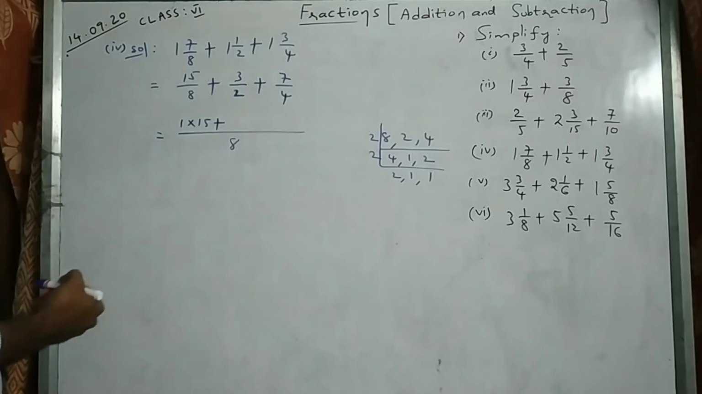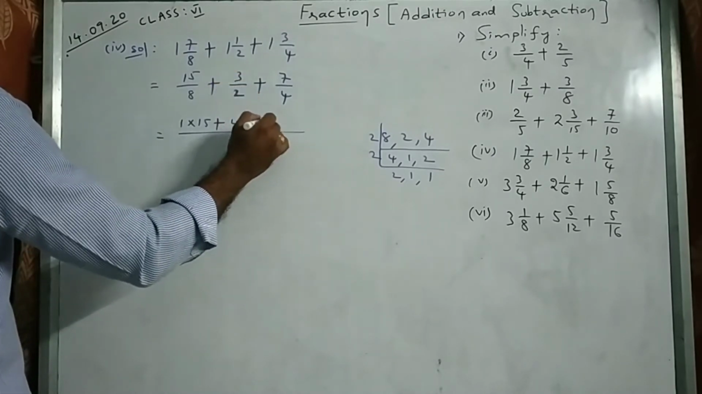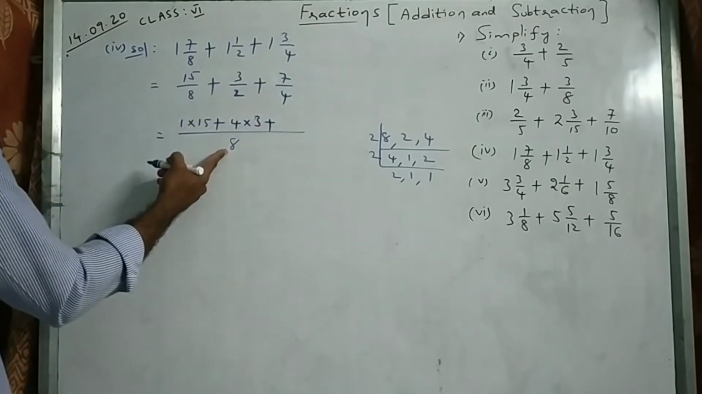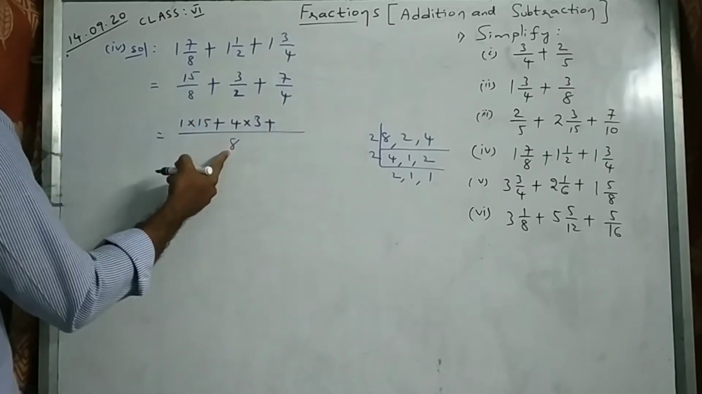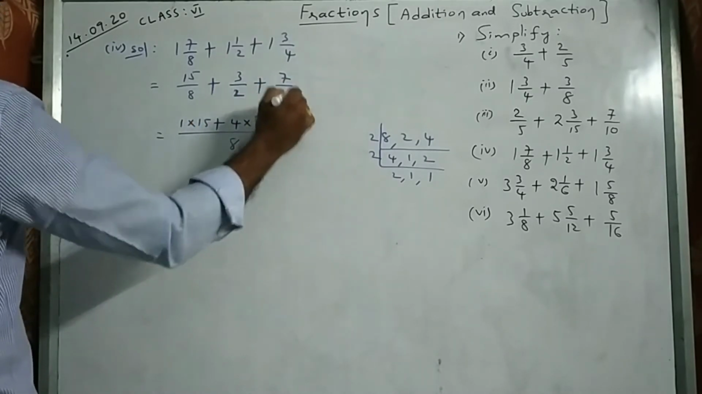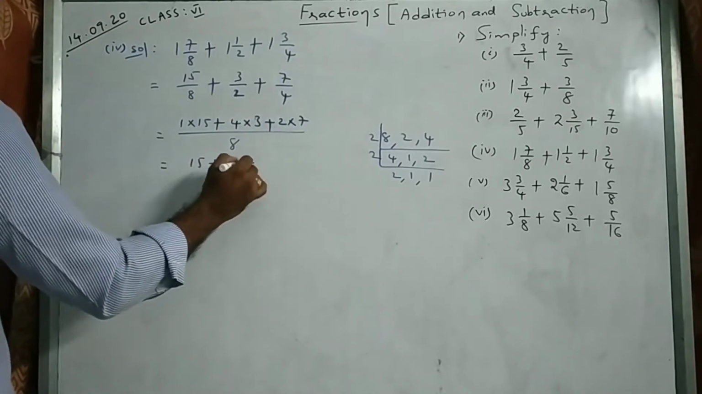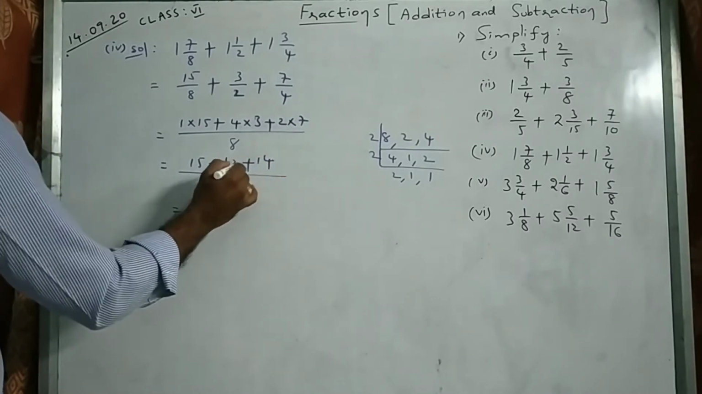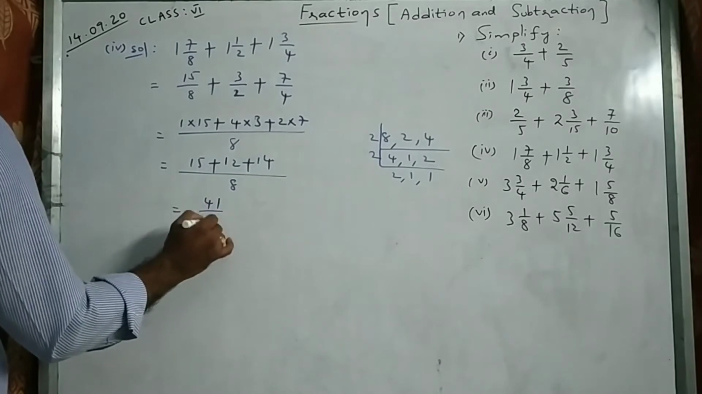2 how many times? 4 times. Understood now? 2 4s are 8. That 4 into numerator is 3. 4 how many times? 4 2s are 8. Into, what is the numerator? 7. So 15, 12, 14. 4 to 6 plus 5, 11. 2, 3, 4. 41 by 8.